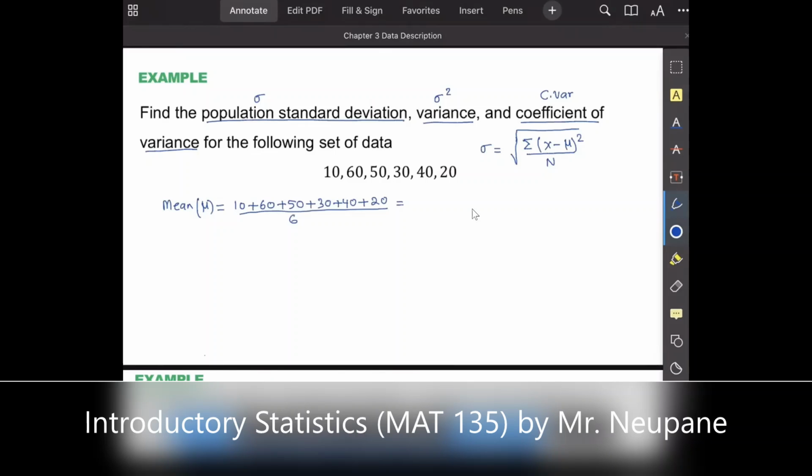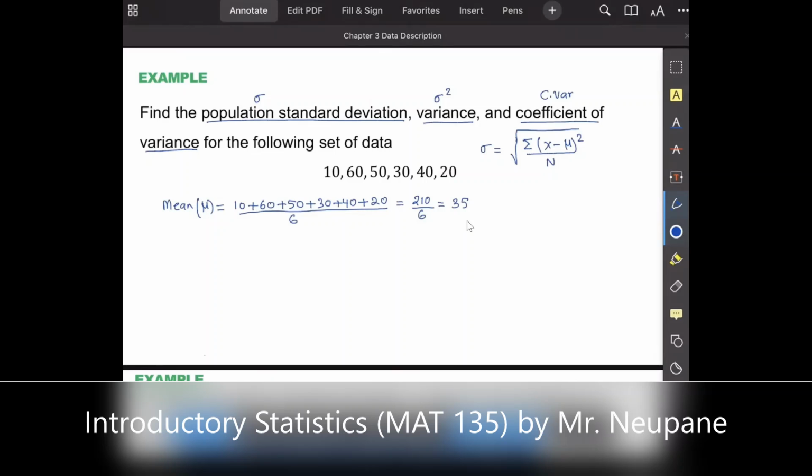If you add these numbers 10, 60, 50, 30, 40, 20 in your calculator, I hope it is 210. And divide that by 6, you should get 35. Please check that. So you should get 35. So that is the mean.